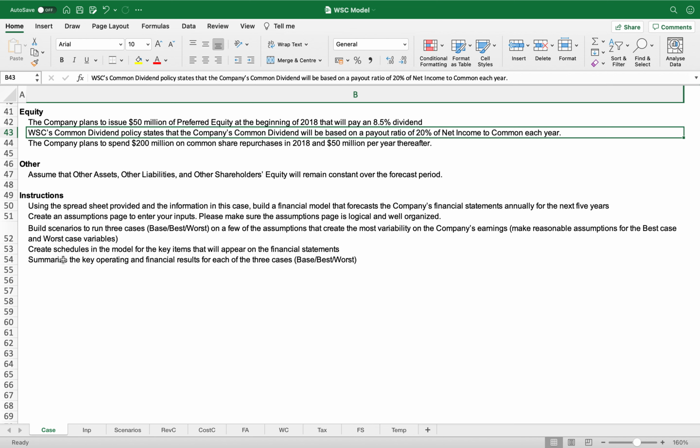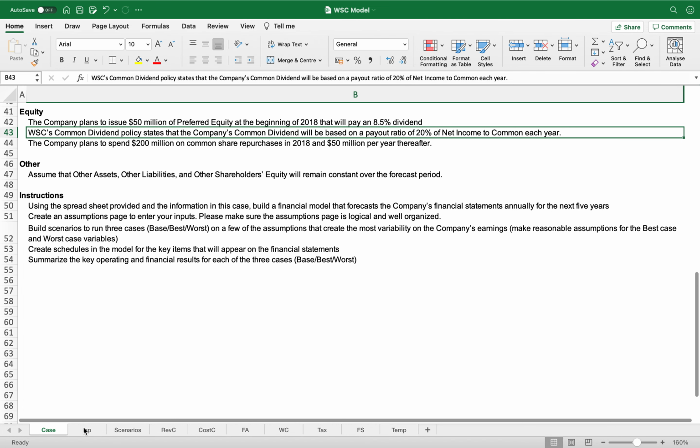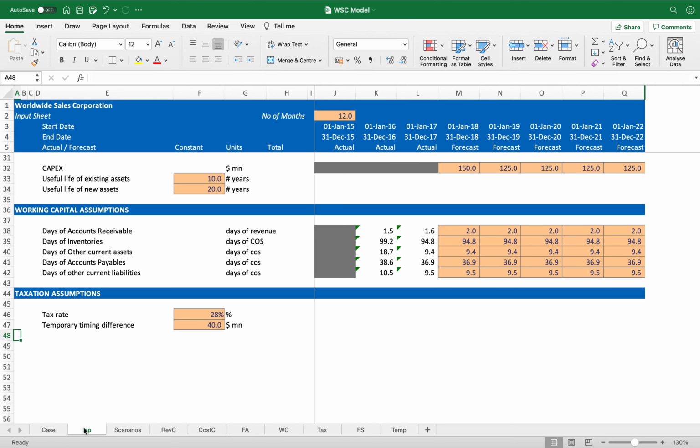What do we mean by common share repurchases? This is nothing but your share buyback. So what happens? Sometimes when the company has excess cash in hand, the company purchases its own shares from the market. This helps the company to retain control. When the company purchases shares from the market, that is known as buyback of shares, or share buybacks, or common share repurchases. Okay, so let's put these assumptions in the input sheet. Let's put the equity assumptions.